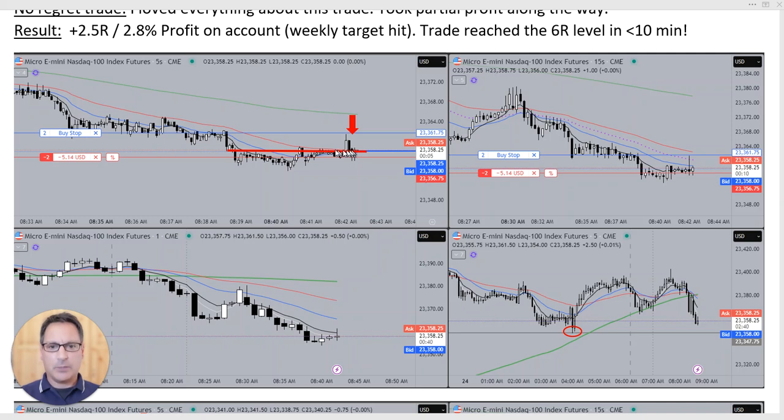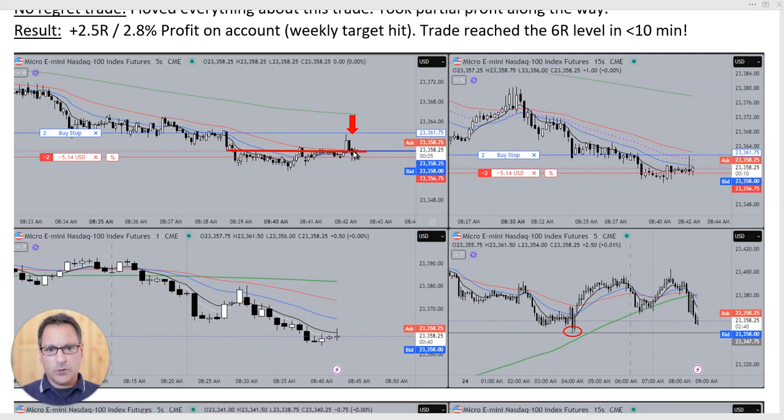This is a double trap. It basically traps out bears, like short traders that have been in the trade and they put their stop too tight, so they get stopped out, and it tricks in counter trend traders who want to trade that long.